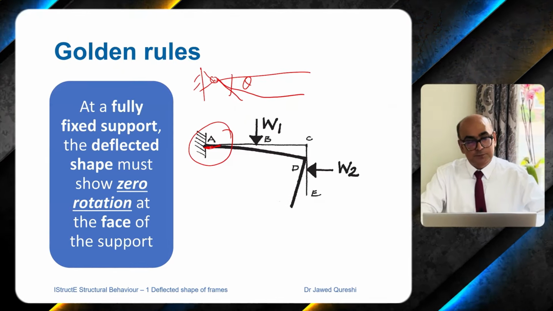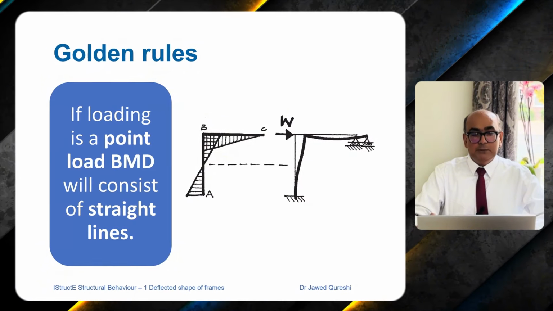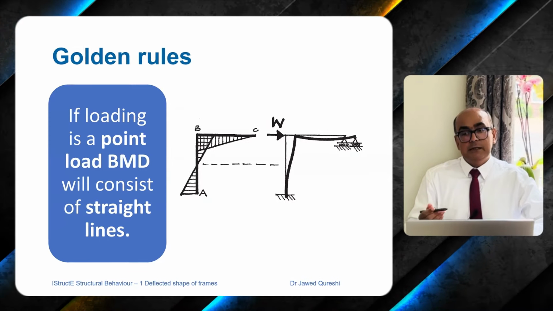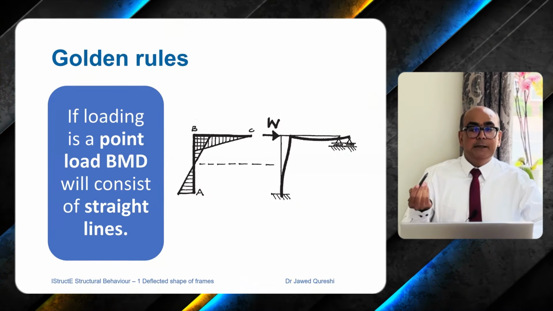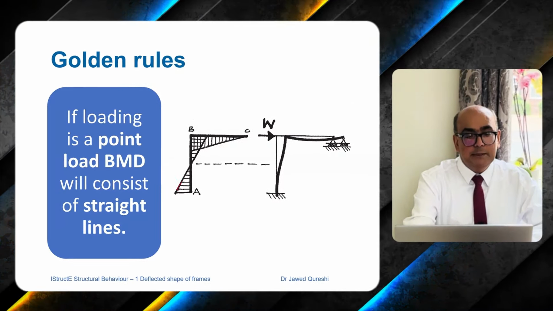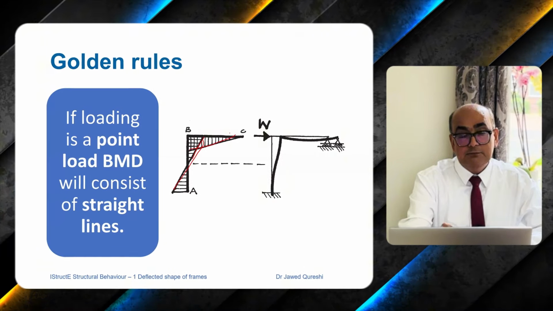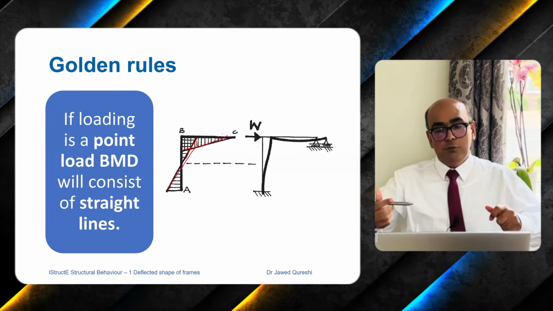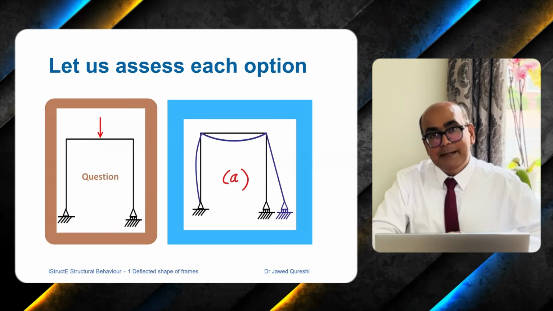So remember this rule. If loading is a point load, the BMD, bending moment diagram, will consist of straight lines. So whenever you are applying a point load, the bending moment diagram will be straight lines. It will not be curved. Curved will only be in case of a uniformly distributed load. Now let us come back to the question.